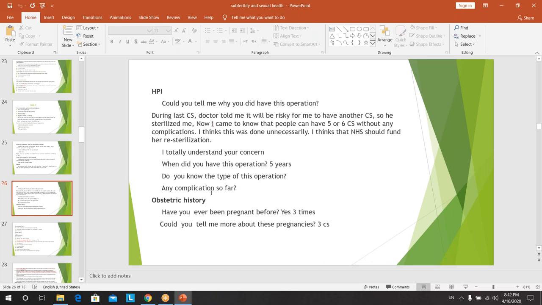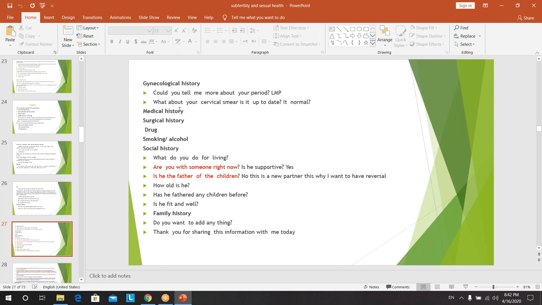And whether any complication? Then go through the tablet. Have you ever been pregnant before? Had you been say 3 times? Could you tell me more about your cesarean section? What about your period? When was the last one? What about your cervical smear?